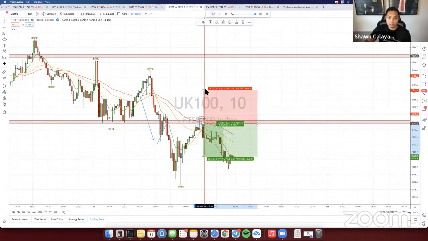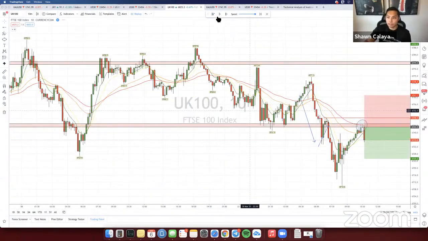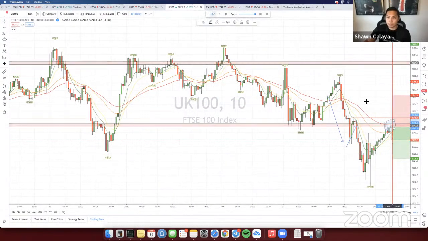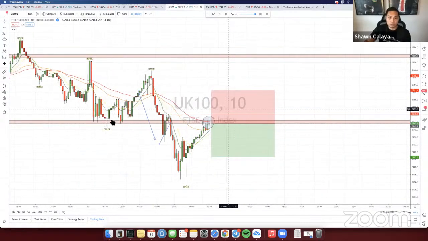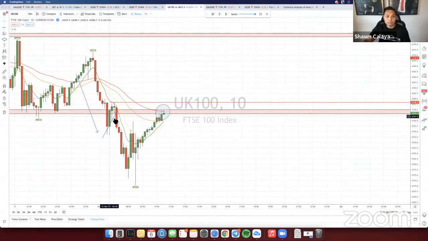Another way of doing it is to do it manually. If you want to do it manually, you can just place your stop loss at the previous swing. So do you know how to identify the swings? No.